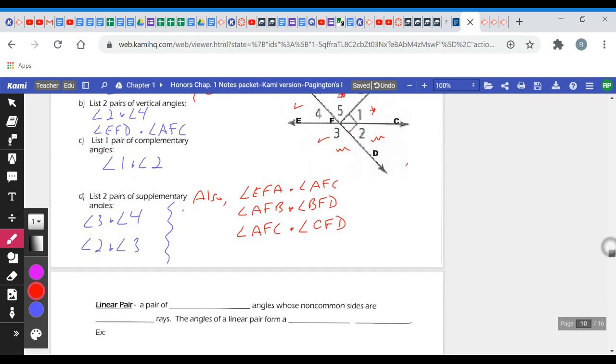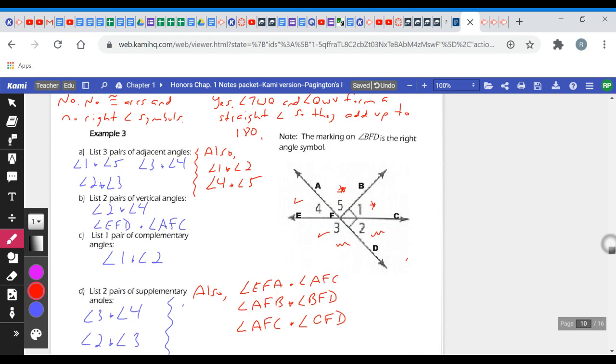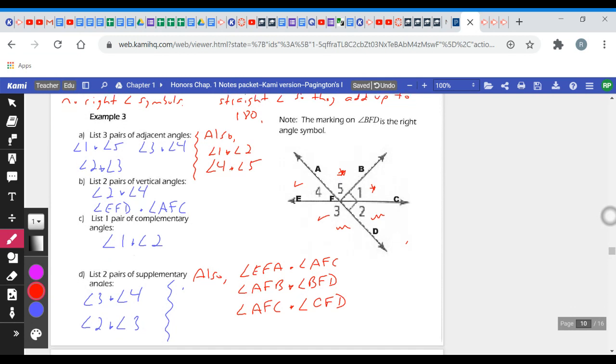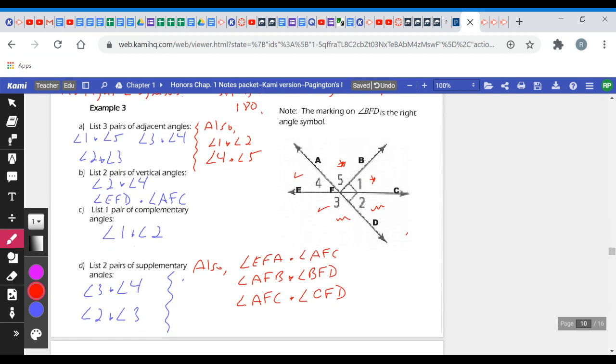And again, if you named it differently than I did, I moved it. Now I got to find the right spot again. Okay, if you did it with 3 letters, that's completely fine. On B, list 2 pairs of vertical angles.